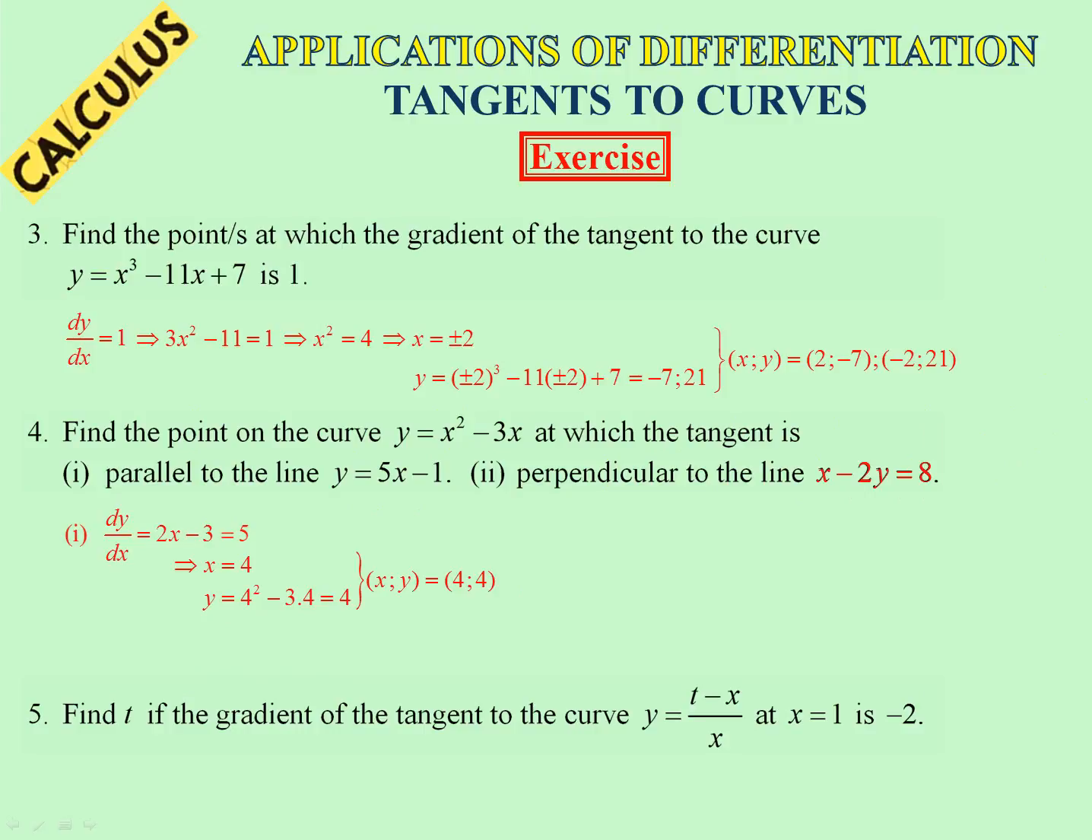This one, perpendicular to the line. Now, perpendicular lines, their gradients multiply to give negative 1. They are negative inverses. So I'm going to write that as y equals first. There we are. y equals half x minus 4. Minus 2y across to become plus 2y, minus 8 this side. Switch it around, divide by 2. And we get that.